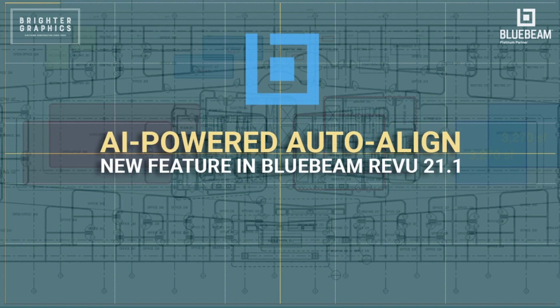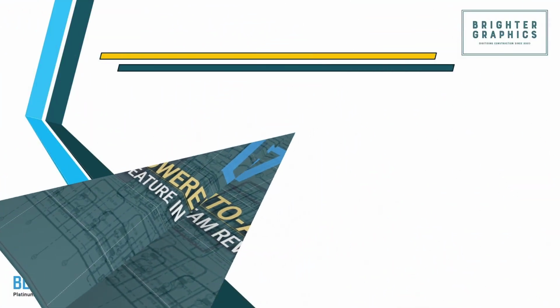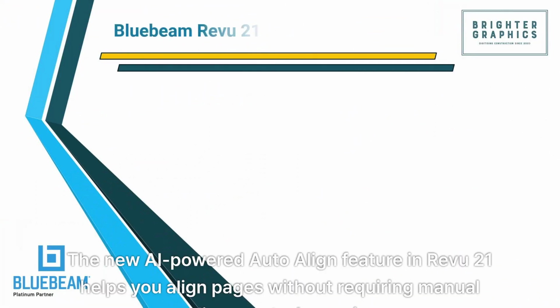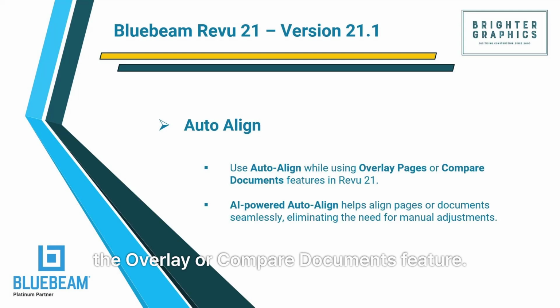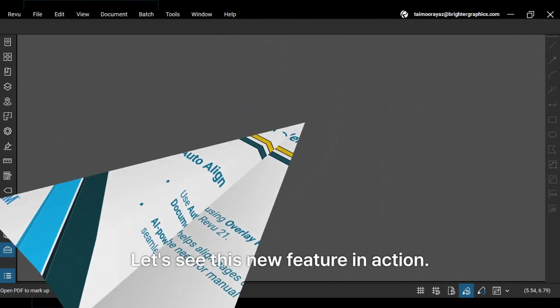This video tutorial will help you discover the new AI-powered auto-align feature in Revu update for version 21.1. The new AI-powered auto-align feature in Revu 21 helps you align pages without requiring manual adjustment when using the overlay or compare documents feature. Let's see this new feature in action.